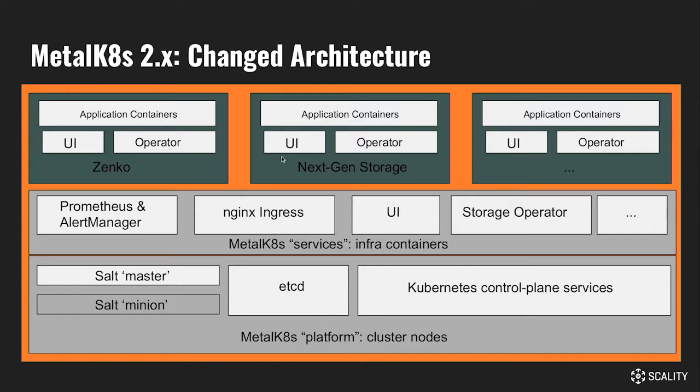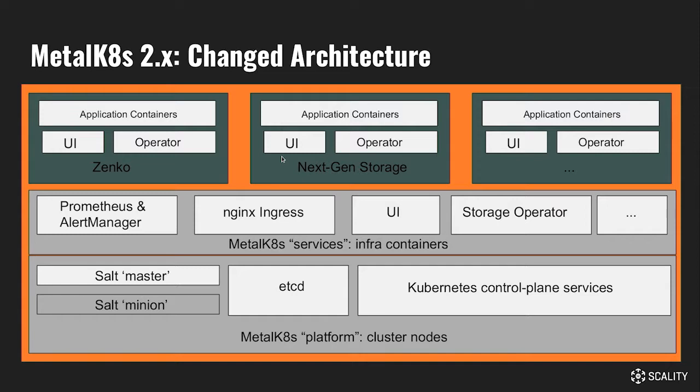etcd is containerized. The whole Kubernetes control plane is containerized. Everything else we run as part of the stack, like Prometheus and Alert Manager, the ingress, custom UI we built, and I'll show that later. The storage operator, which is also something new, and I'll go into that. All those other services, everything is containerized and comes up after you deployed the system.